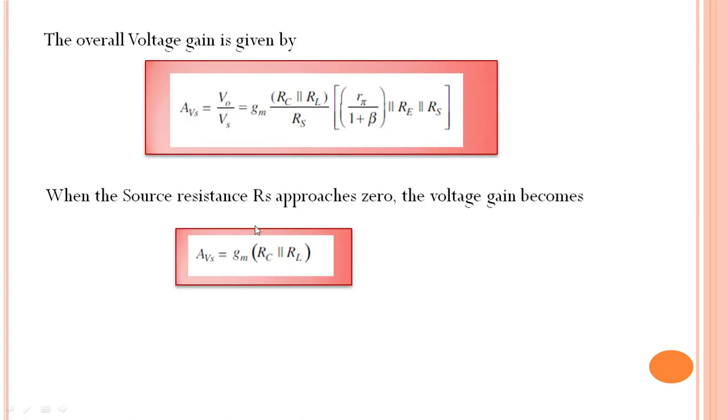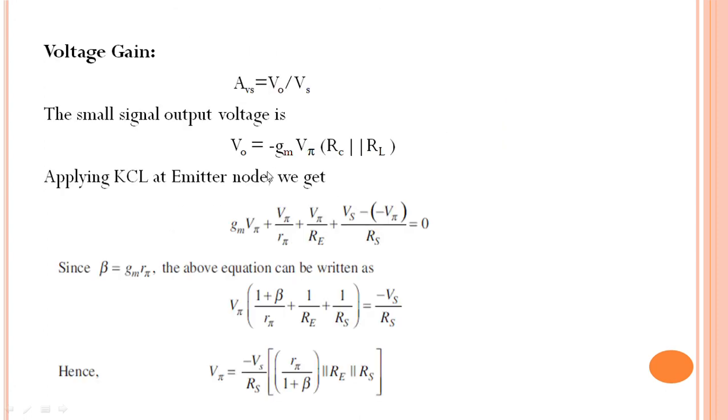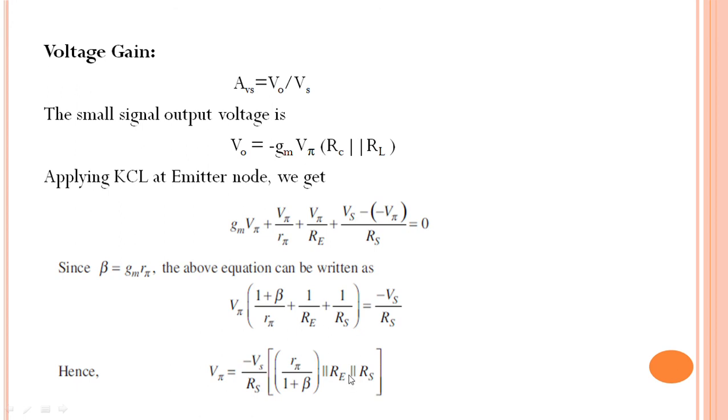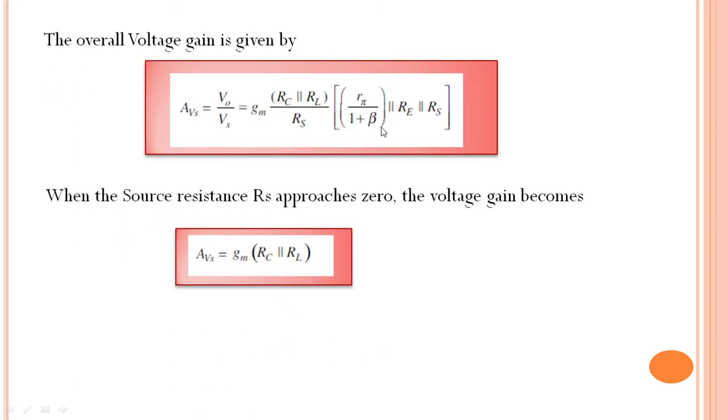Once we obtain the equations for V naught and Vs, we can directly substitute them in the overall voltage gain. The overall voltage gain is given by output voltage divided by input voltage. The output voltage is given by this formula, so we substitute this equation in place of V naught, and in place of Vs we substitute the equation obtained from here. The overall voltage gain is given by this equation, and further we simplify the equation by making the source resistance approach 0. If the source resistance approaches 0, the overall voltage gain of a common base amplifier will be equal to Gm into Rc parallel with RL. Thank you.